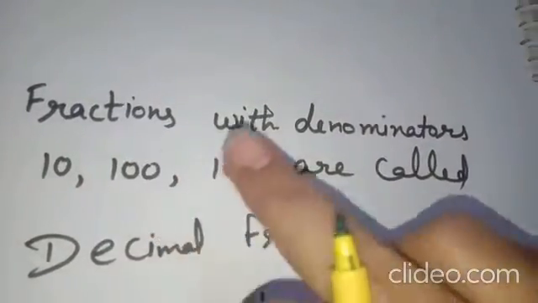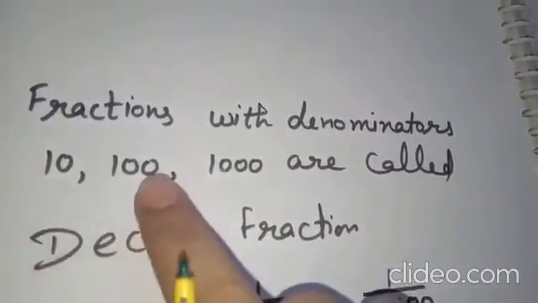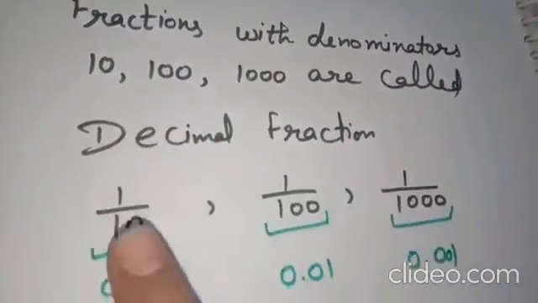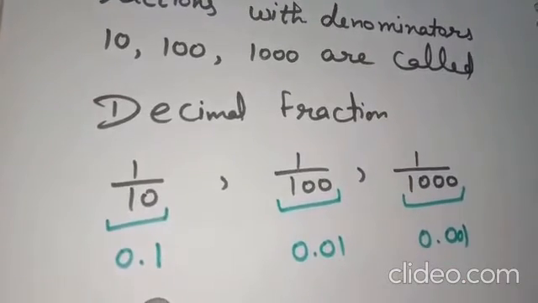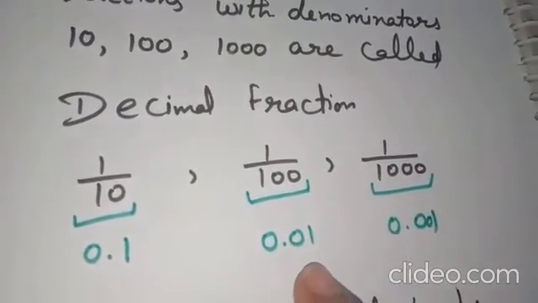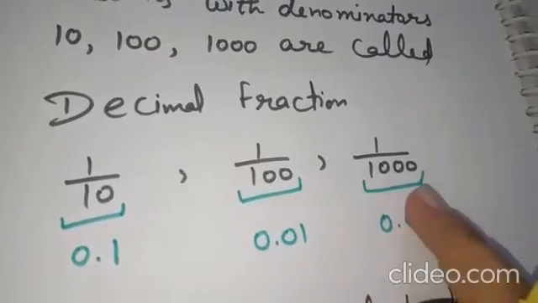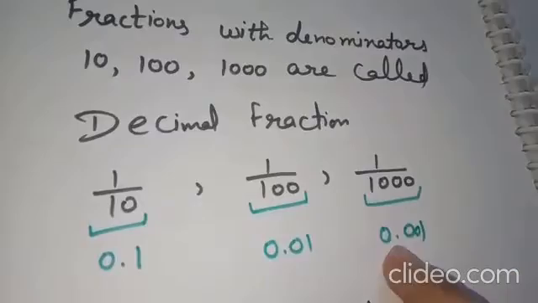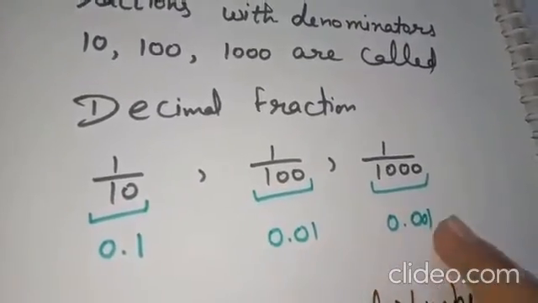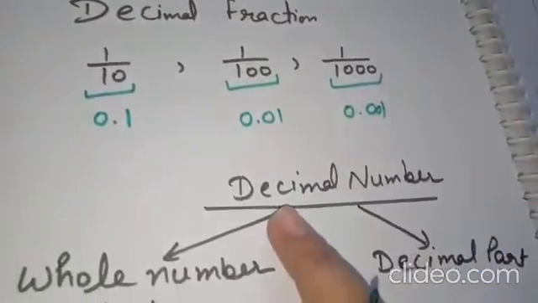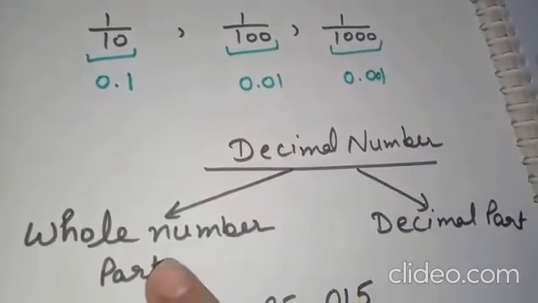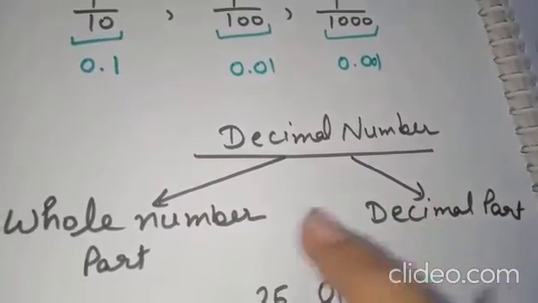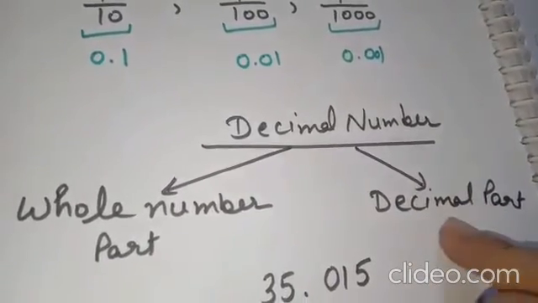So fractions with denominators 10, 100, 1000 are called decimal fractions. For example, 1 by 10 means 0.1, 1 by 100 means 0.01, 1 by 1000 means 0.001. Okay, these are called decimal numbers. Now, a decimal number has two parts. One is the whole number part, another is the decimal part. What is the whole number part and what is the decimal part?